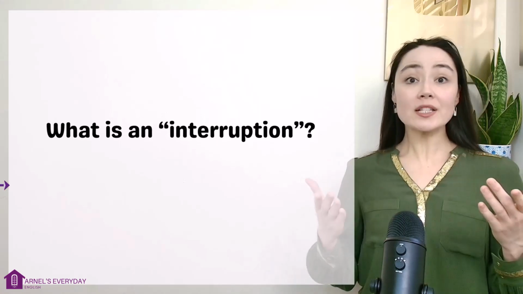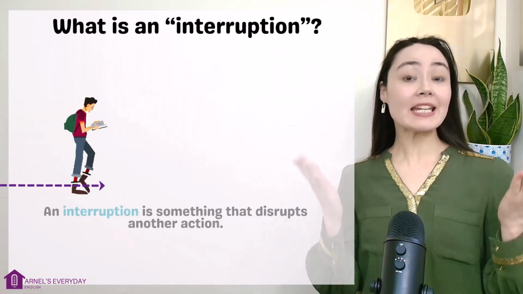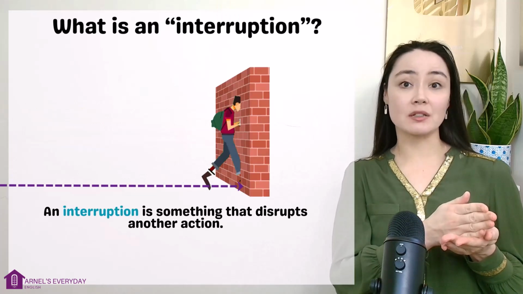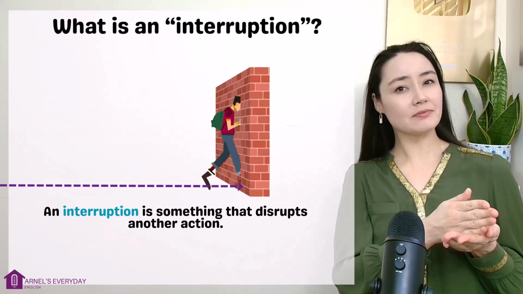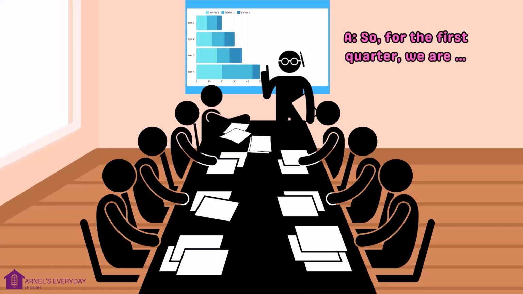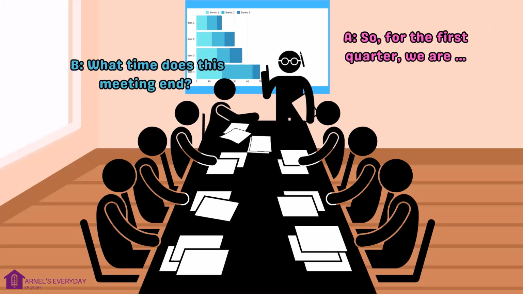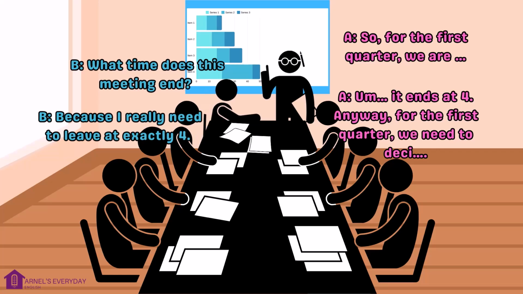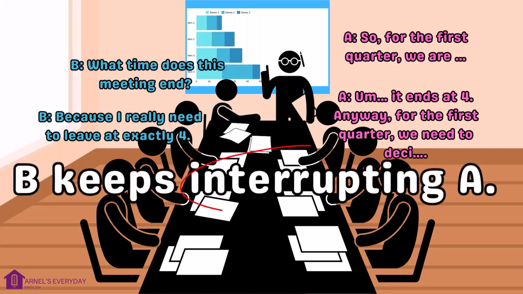First, what's an interruption? An interruption is something that disrupts another action. Like, so for the first quarter, we are, what time does this meeting end? It ends at 4. Anyway, for the first quarter, we need to decide, because I really need to leave at exactly 4. You can see B keeps interrupting A.